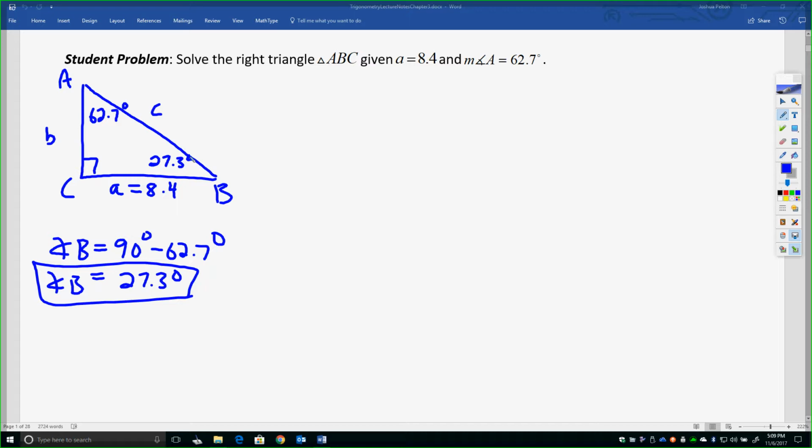Okay, so that means you can use either angle, the 62.7 or the 27.3, to find the remaining sides. So if we use the 62.7 and we want to find b first, that's going to take us a couple different ratios, but the only ratio we're able to do with a known side is with this side. So that's going to be opposite and adjacent to 62.7. That's a tangent function. So tangent of 62.7 degrees equals the 8.4 over b. Okay, so we'll solve that.